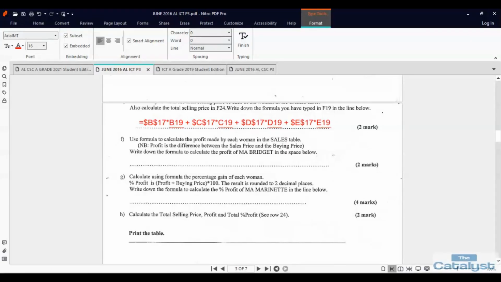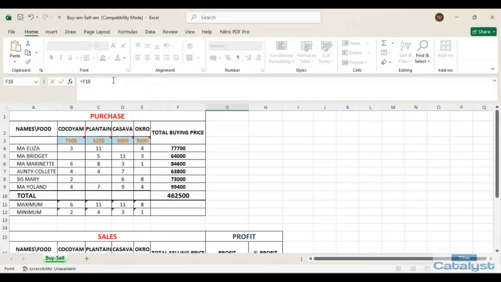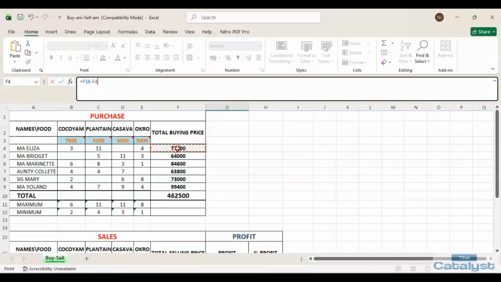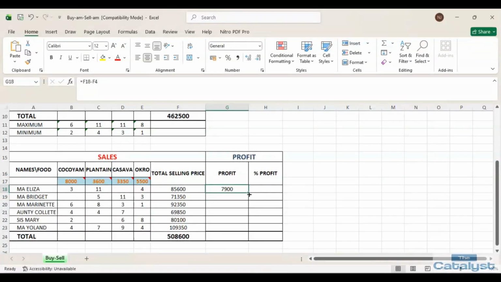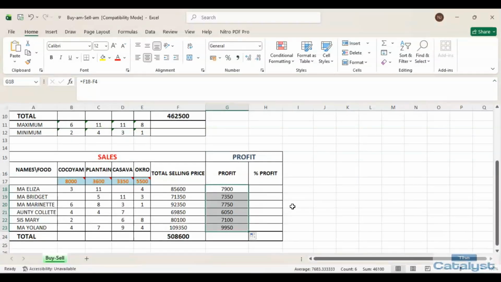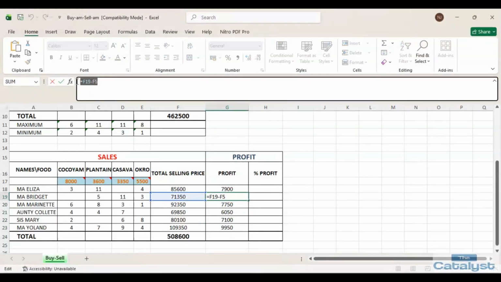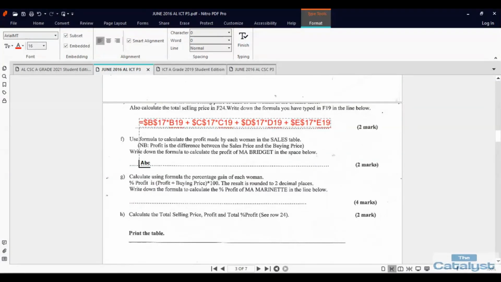Very well. Use formula to calculate the profit by each woman in the sales table. Profit is the difference between the sales price and the buying price. So very simple, it's going to be the selling price minus the buying price, and that's the profit gotten. So I'm supposed to do that for the rest. Which formula am I supposed to put here? I'll put the formula for Bridget. Copy this. Bridget. Paste.